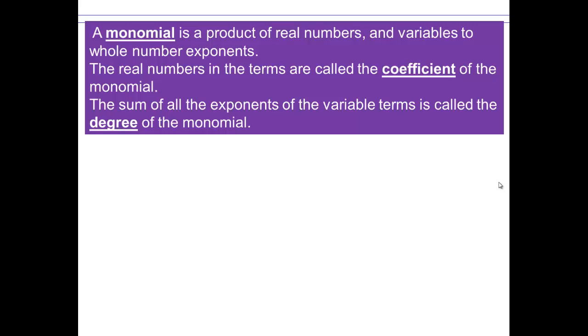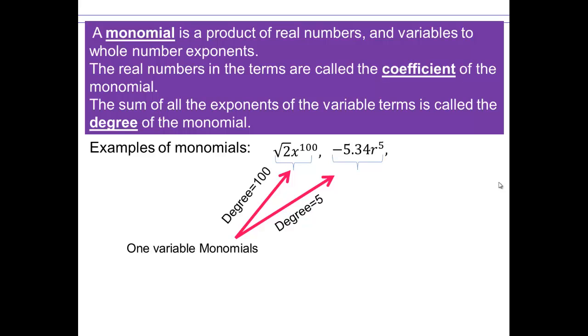A monomial is a product of real numbers and variables to whole number exponents. The real numbers are called the coefficient of the monomial, and the sum of all exponents in the variable terms is called the degree of the monomial. So let's take some examples. Here we have square root 2 x to the 100. So the degree of that monomial is 100.